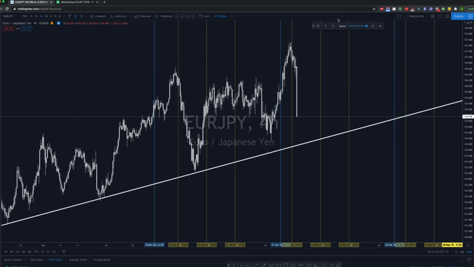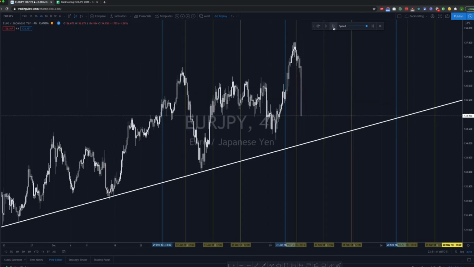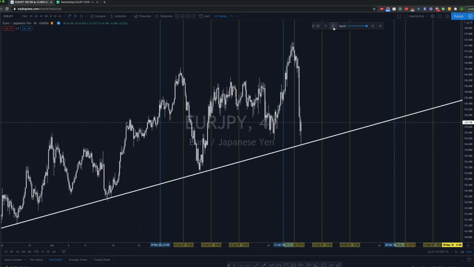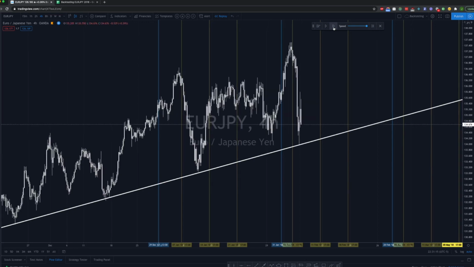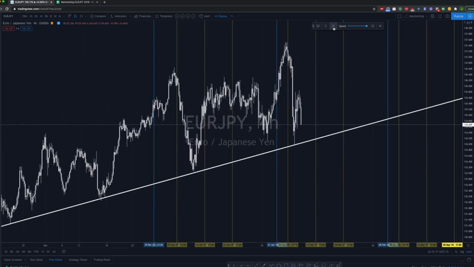So all zones here are just completely disrespected, and I wouldn't make any trading decisions off of them just because of that momentum move. So let's just see what price has to do.